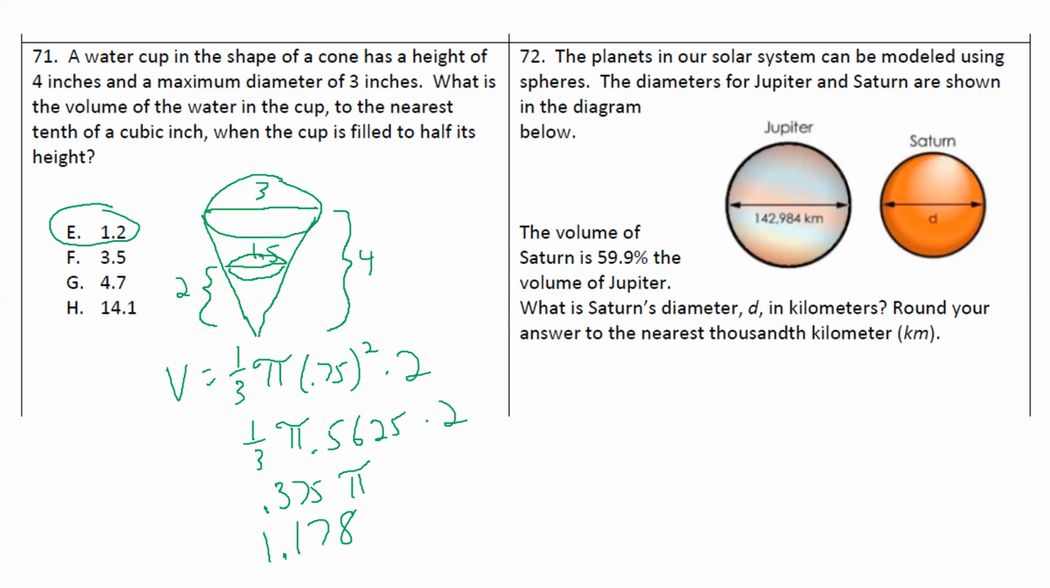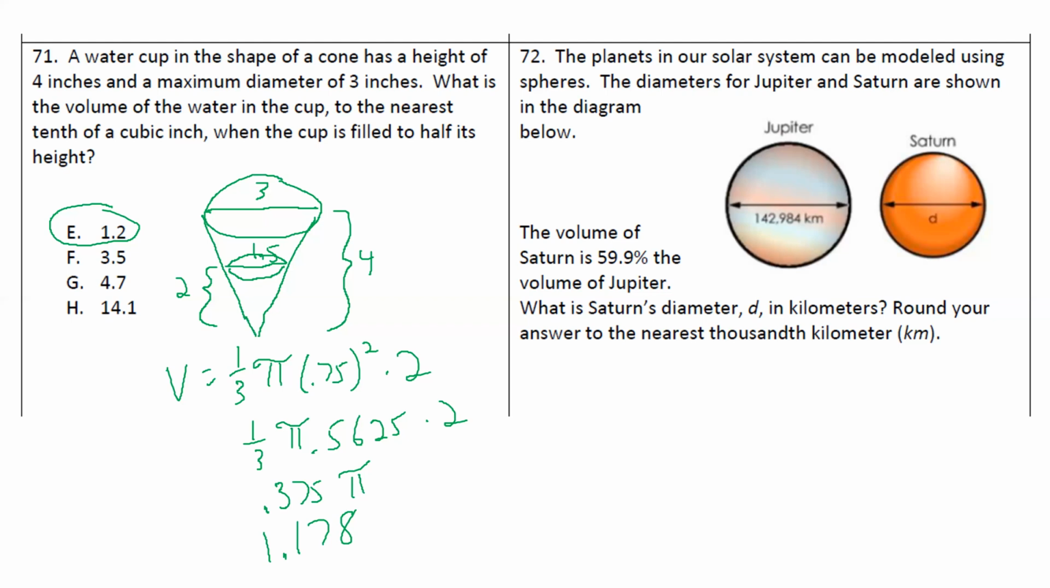All right, 72. The planets in our solar system can be modeled using spheres. The diameters for Jupiter and Saturn are shown in the diagram below. The volume of Saturn is 59.9% the volume of Jupiter. What is Saturn's diameter, D, in kilometers? Write the answer to the nearest 1,000. All right, so on here they told us that the volume was 59.9% the volume of Jupiter.